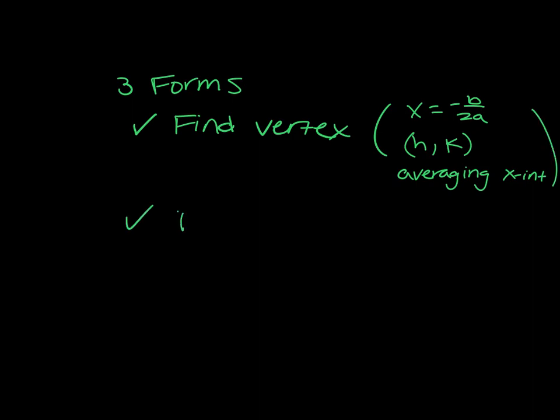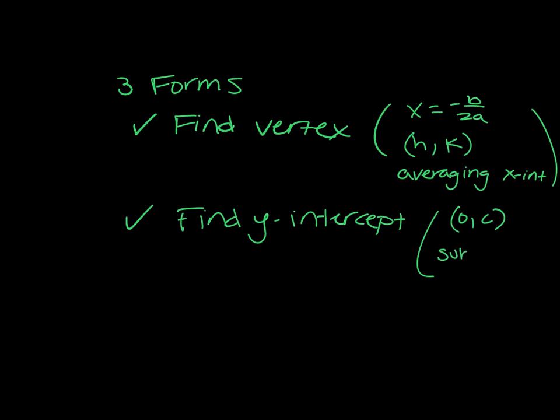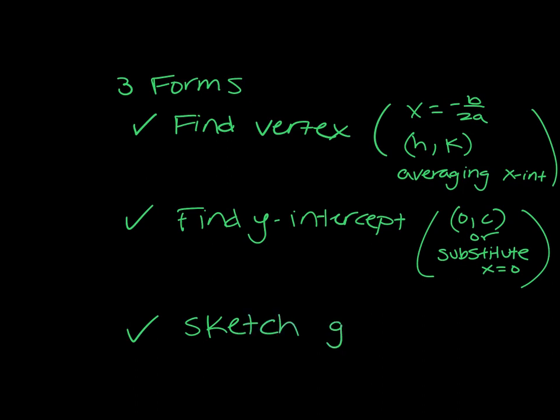You should be able to find the y-intercept in any of these three forms. And that means in the first one, it's straightforward, it's c. That's in your standard form. And in vertex form or in intercept form, you're going to have to substitute 0 for x. And then you should be able to sketch a graph from any of the three forms.